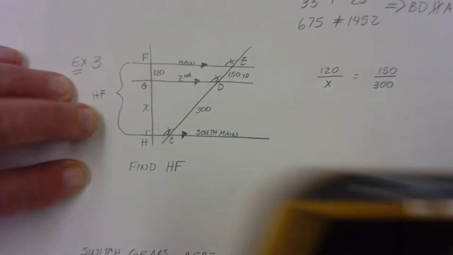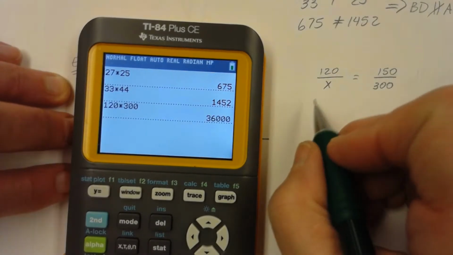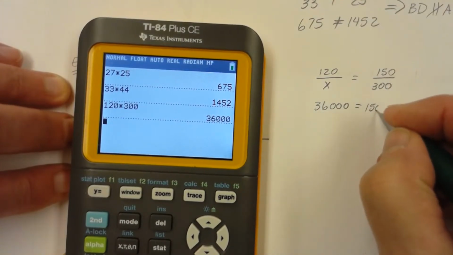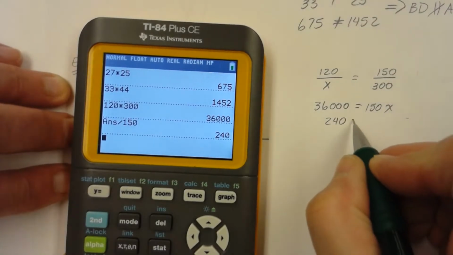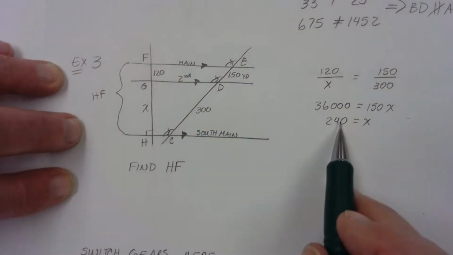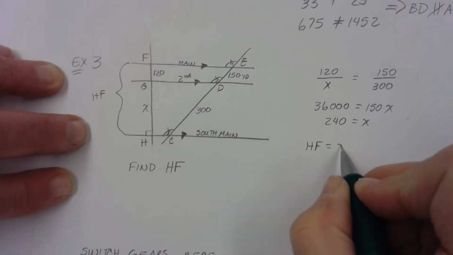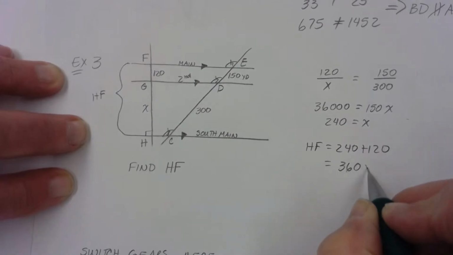Or if you didn't see that, that's okay. You can cross multiply. Take 120 times 300, and that's 36,000, equals 150 times x. So I'd take the 36,000 and divide it by 150 to finish the algebra. And again, we get the 240, which we suspected because we noticed the ratio is a ratio of 2 to 1. So x is 240. That is not the answer to the question. HF is the 240 plus the 120, which is 360 yards.